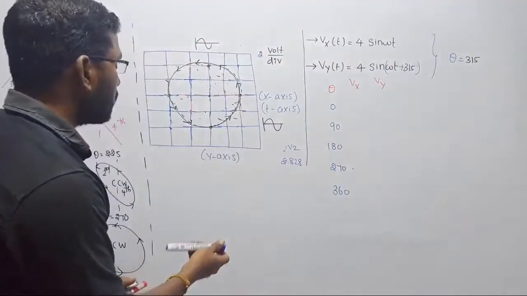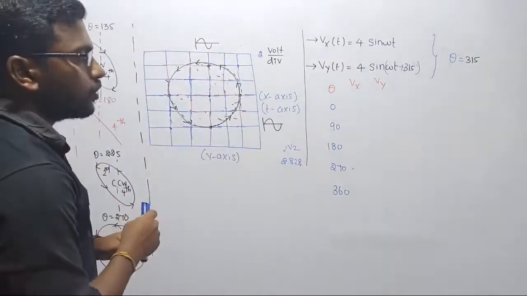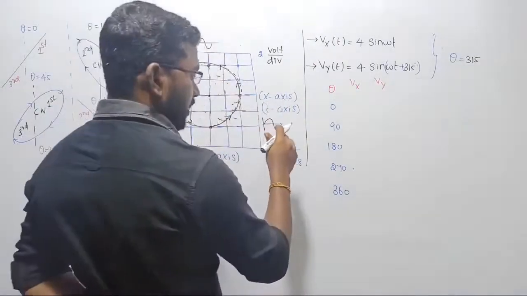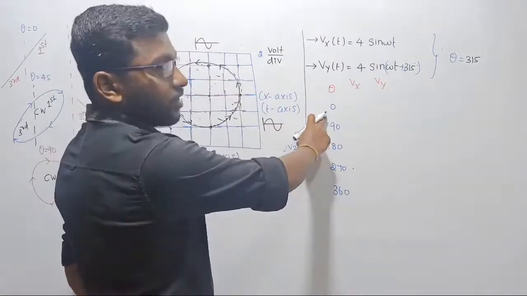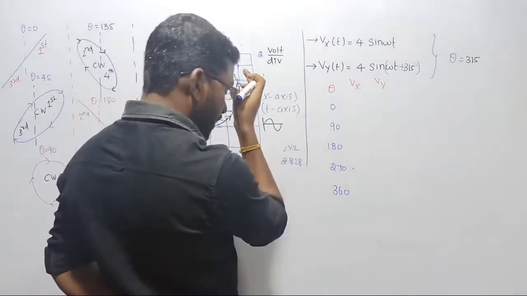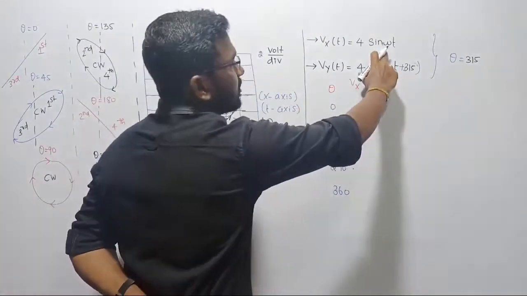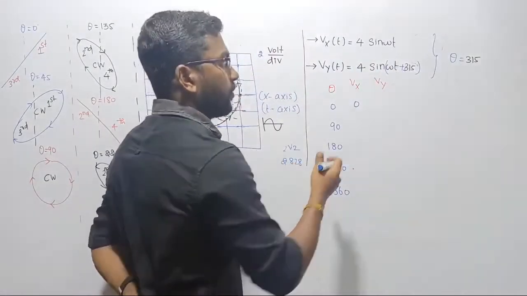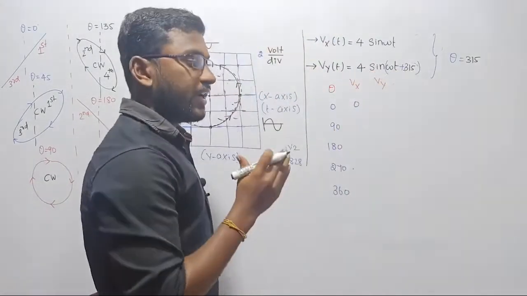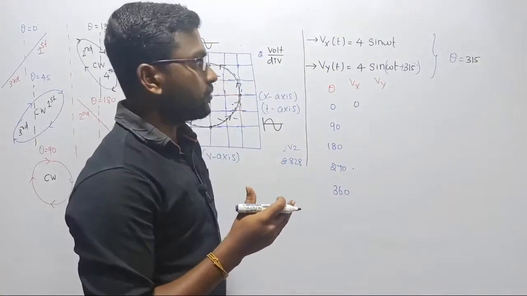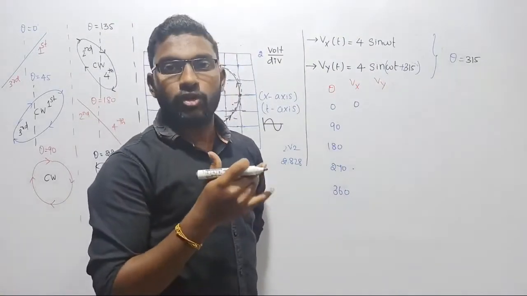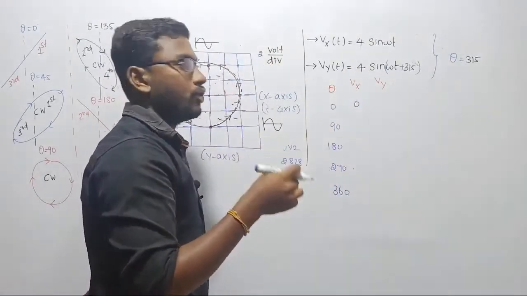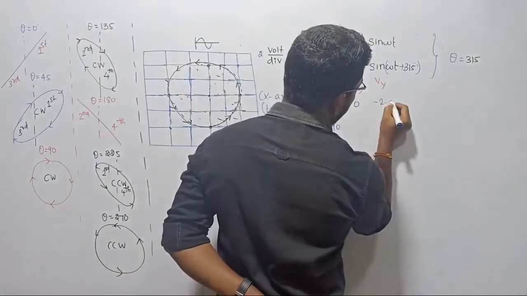Let me draw the pattern. What type of pattern are we going to observe? Let us consider once again at theta equal to 0 degree. If I place sin 0, it is 0. 0 plus 315 will become 315. What is the value of sin 315? Sin 315 will become minus 1 by root 2. Minus 1 by root 2 times 4 will become minus 2.828.